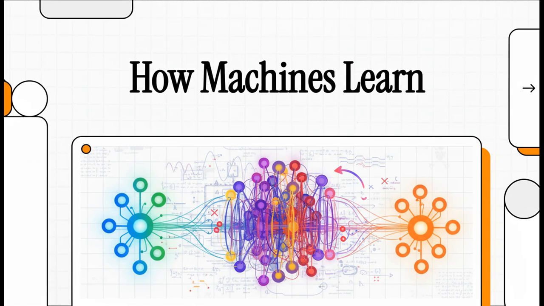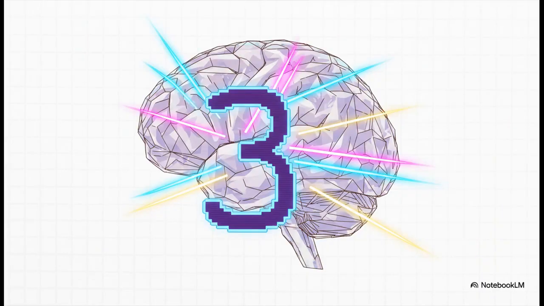You've probably heard the term machine learning thrown around all the time, but what does it actually mean for a machine to learn? In this explainer, we're going to pull back the curtain on these things called neural networks to see exactly how they go from knowing basically nothing to recognizing incredibly complex patterns. Let's dive right in.